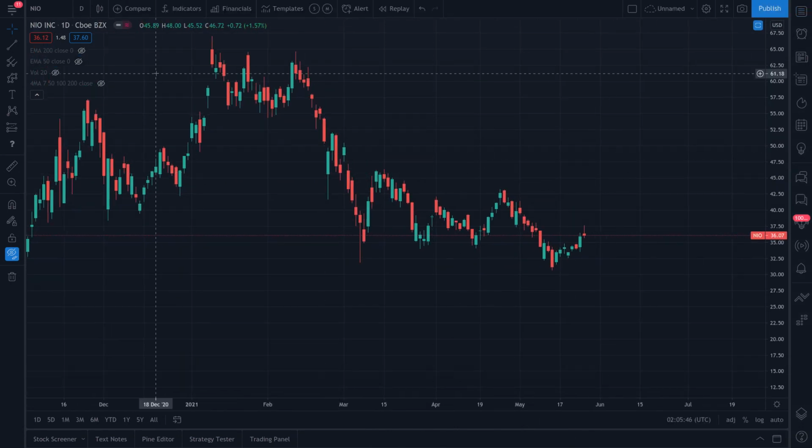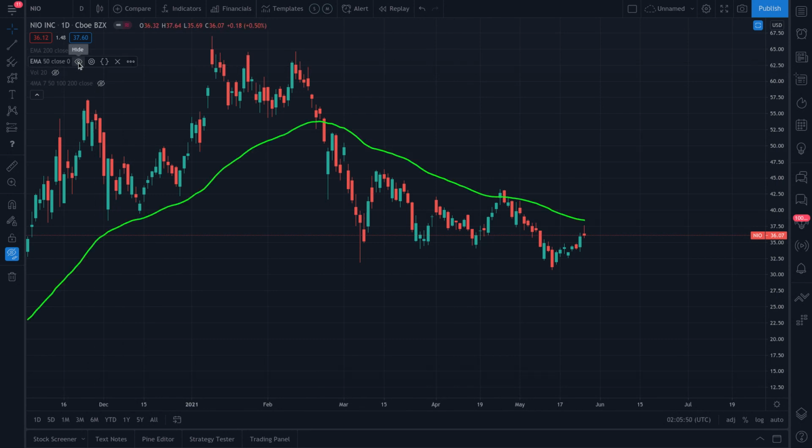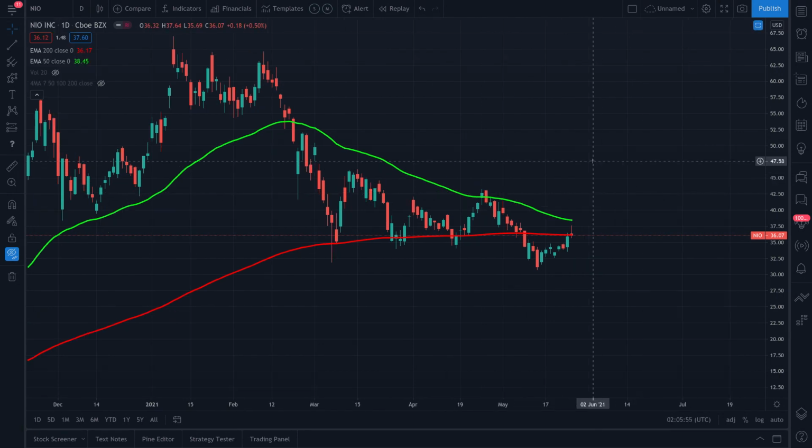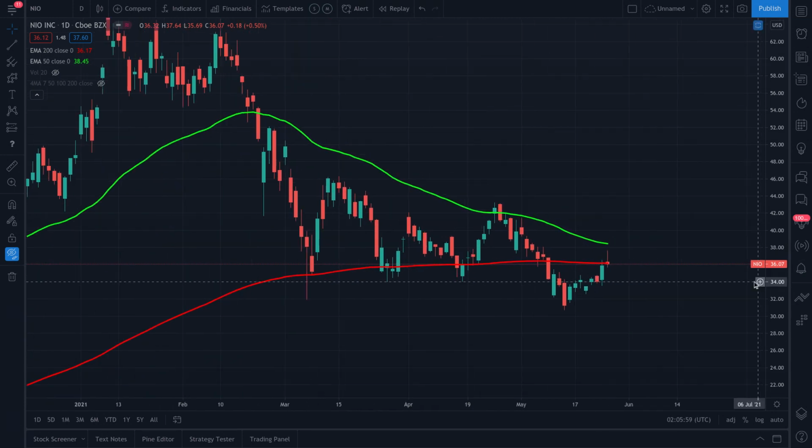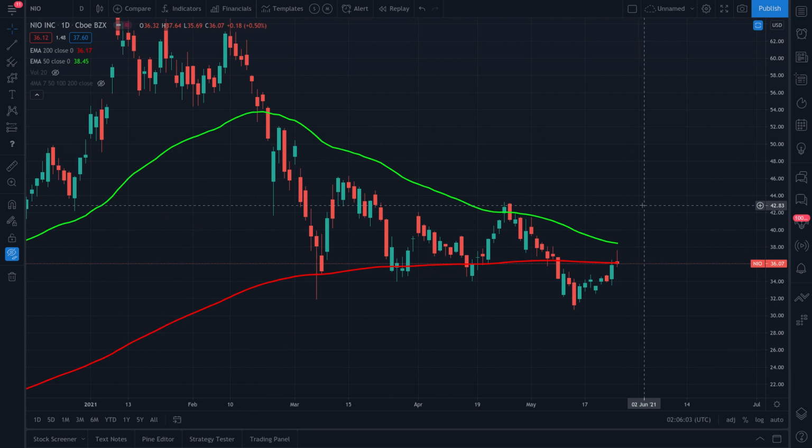Here are the 50 and the 200 exponential moving average. There's a 50. And there's a 200. Okay, perfect. So I think a lot are just kind of trying to figure out, okay, what is going on? It looks like NEO is getting bullish. Do I think NEO is getting bullish? Am I still bearish on NEO?